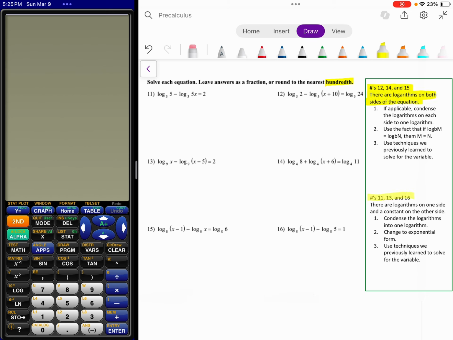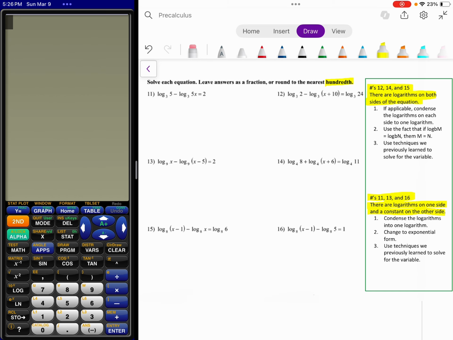So we are going to start with 12, 14, and 15. And 12, 14, and 15, it says there are logarithms on both sides of the equation. So looking at numbers 12, 14, and 15, you see that there are logarithms on both sides. And what we'll do, we'll always have the same base in these type questions. So if applicable, condense the logarithms on each side to one logarithm.